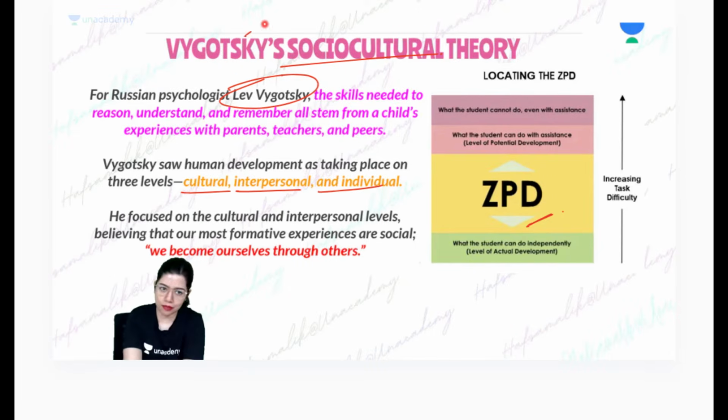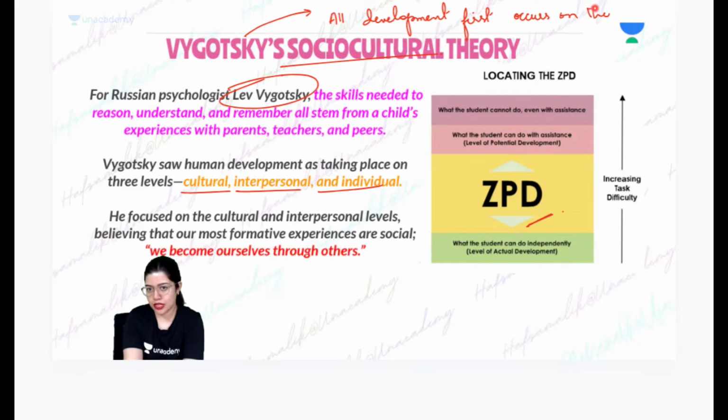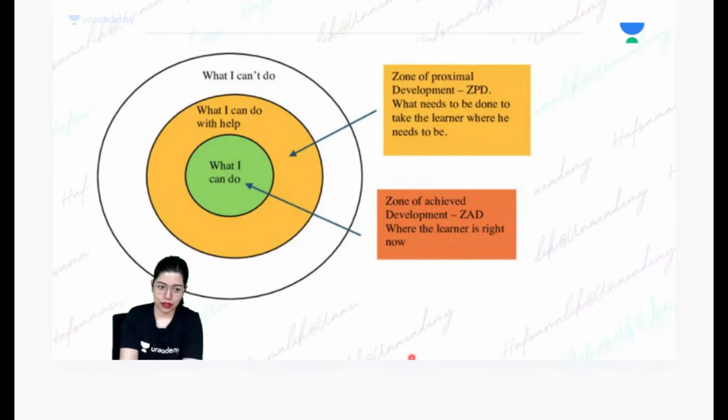According to Vygotsky, all development first takes place on the social plane. All development first occurs on the social plane. Okay, all right, wonderful. We become ourselves through other people. So what actually happens over here? Let's take a practical example. इसके बाद देखते हैं कि ये zone of proximal development कैसे increase होता है.